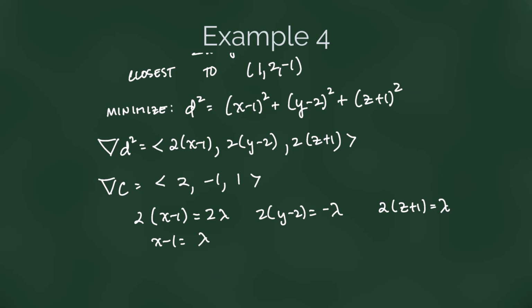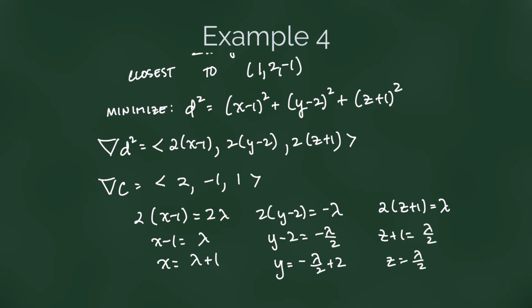So let's work with this. This is going to give us that x is equal to lambda plus 1. This one here, we get y minus 2 is negative lambda over 2, so that y is equal to negative lambda over 2 plus 2. And then we get that z plus 1 is lambda over 2, so that z is equal to lambda over 2 minus 1. And now what we're going to do is plug those into our constraint.